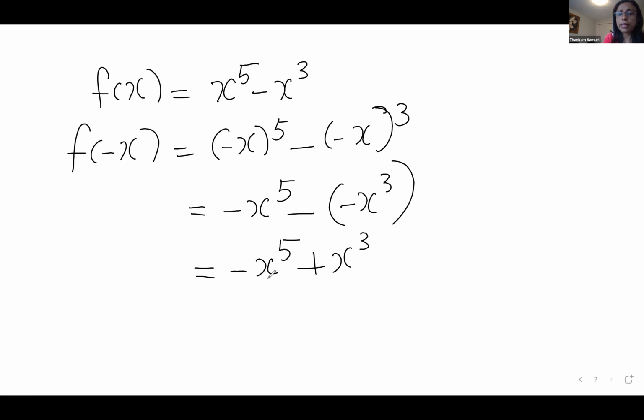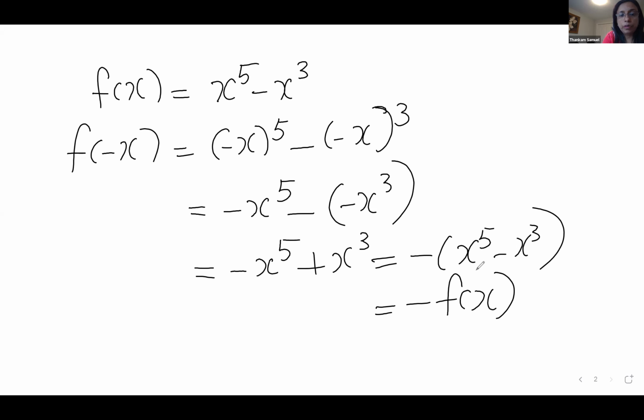So you can see that all the terms change the sign, or when you compare this function with the given function, you can see that this is like the opposite of the given function, negative f of x. So we can conclude that this is an odd function.